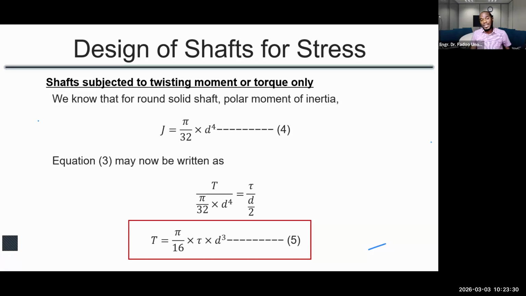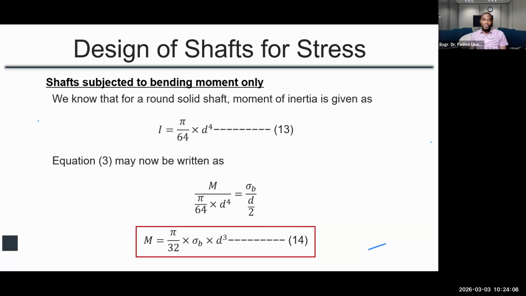Okay, where we said that the torque transmitted by that shaft is expressed as, or equals, pi over 16 times the maximum allowable shear stress times d cubed. So we take the value of tau and input it here. At the same time, we do the same thing for the one we developed for the bending, this one.